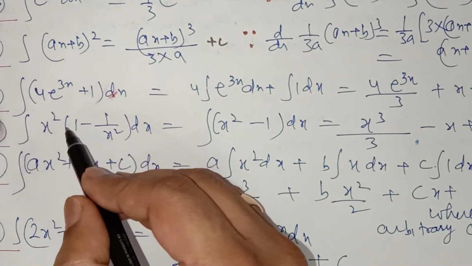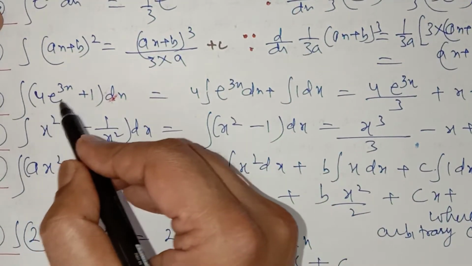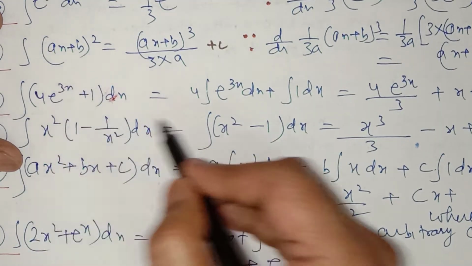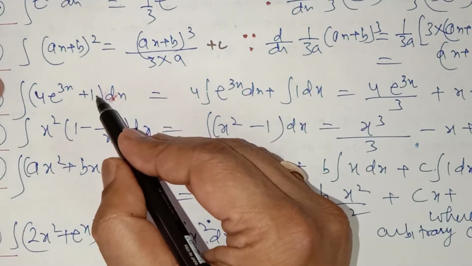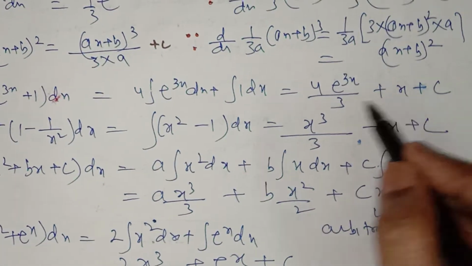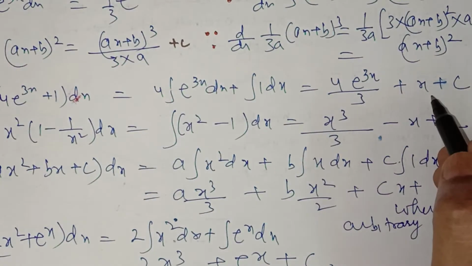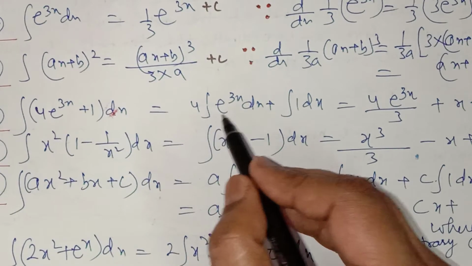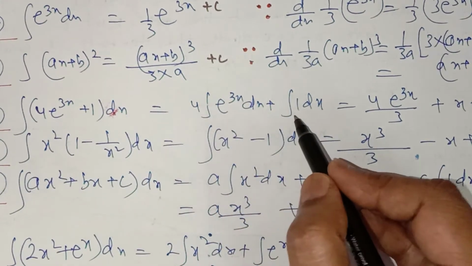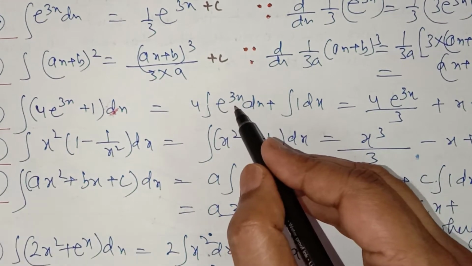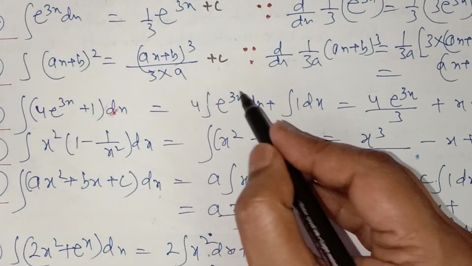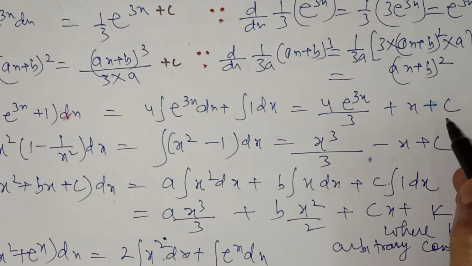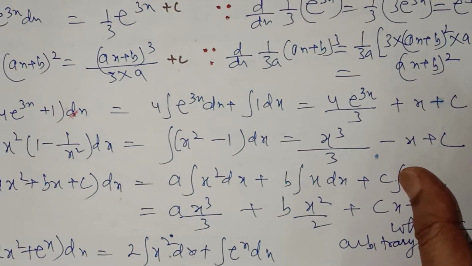Now from question 6 onwards, for 4e to the power 3x plus 1, the integration will be e to the power 3x divided by the derivative of 3x, which is equal to 3, and the integration of 1 is x, because the derivative of x is 1. So you can break it into 2 integrations: 4 e to the power 3x with respect to x plus 1 with respect to x. The integration of e to the power 3x will be e to the power 3x divided by 3, and the integration of 1 is x plus c, the constant of integration, that is an arbitrary constant.